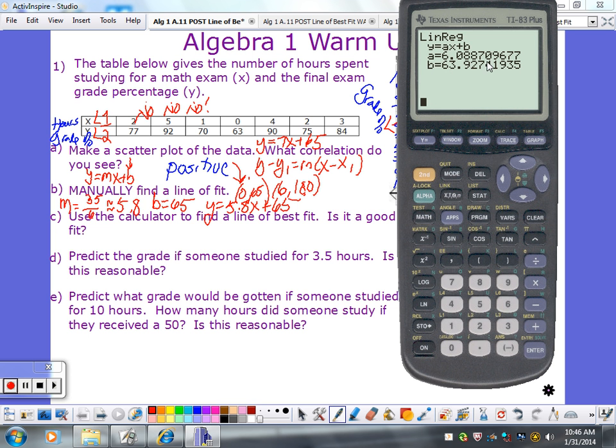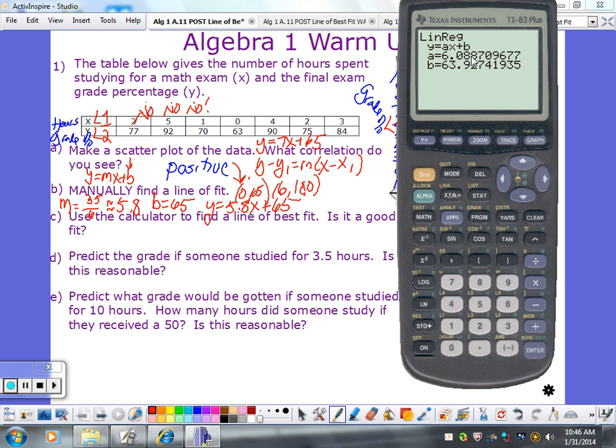So we're going to round this. Let's round to the nearest hundredth. What is this number to the nearest hundredth? I'm looking at A, and I want it to 2 decimal places.